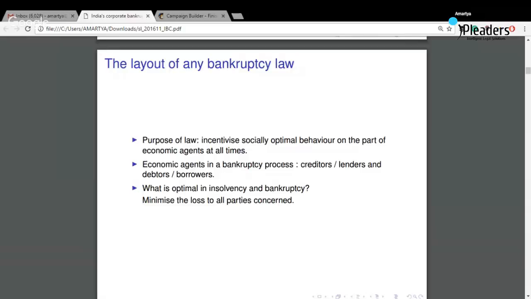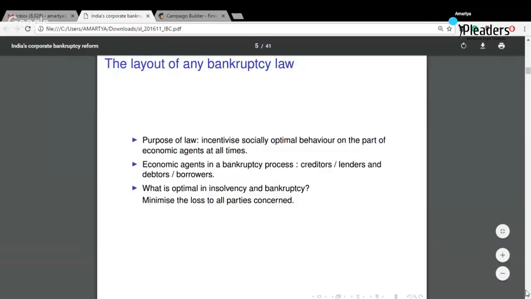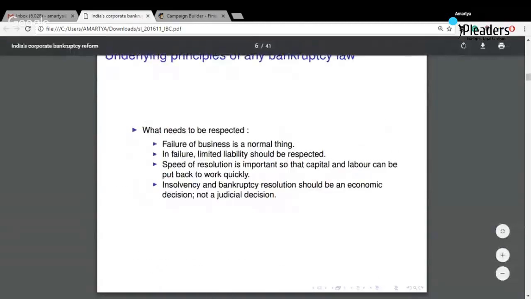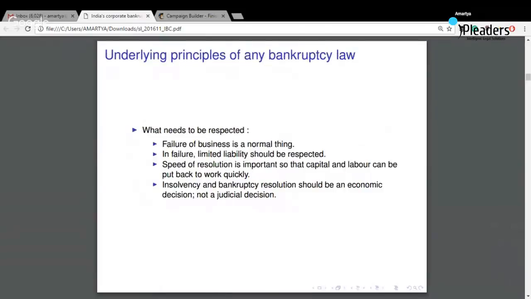Moving on to the next slide. That's the underlying principles of any bankruptcy law. So in that, what needs to be respected is that failure of a business is a normal thing. Okay, so what do I mean by that? Out of 100 businesses that are set up in an economy, it's highly possible that 10 or 20 of them would fail. That is a very natural thing for any entrepreneurial venture.